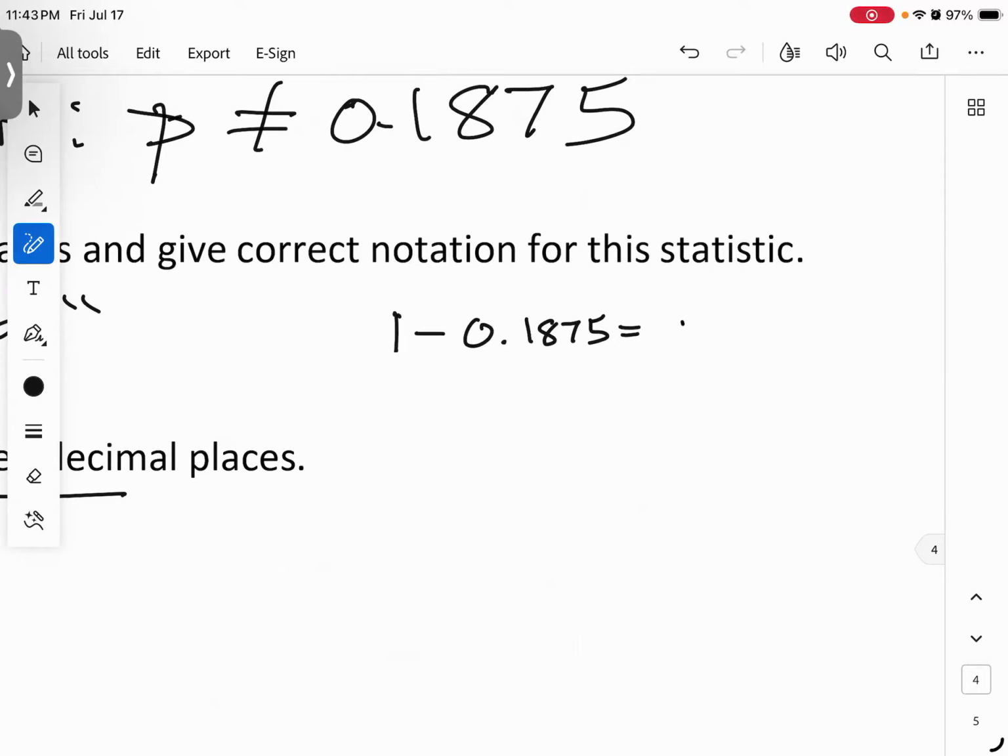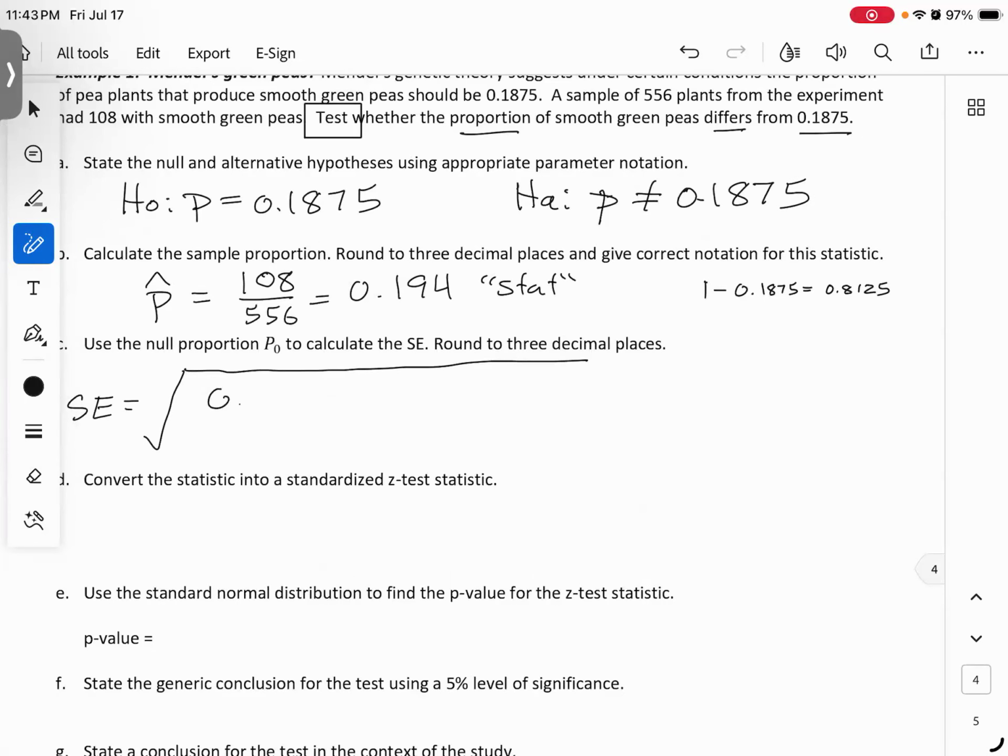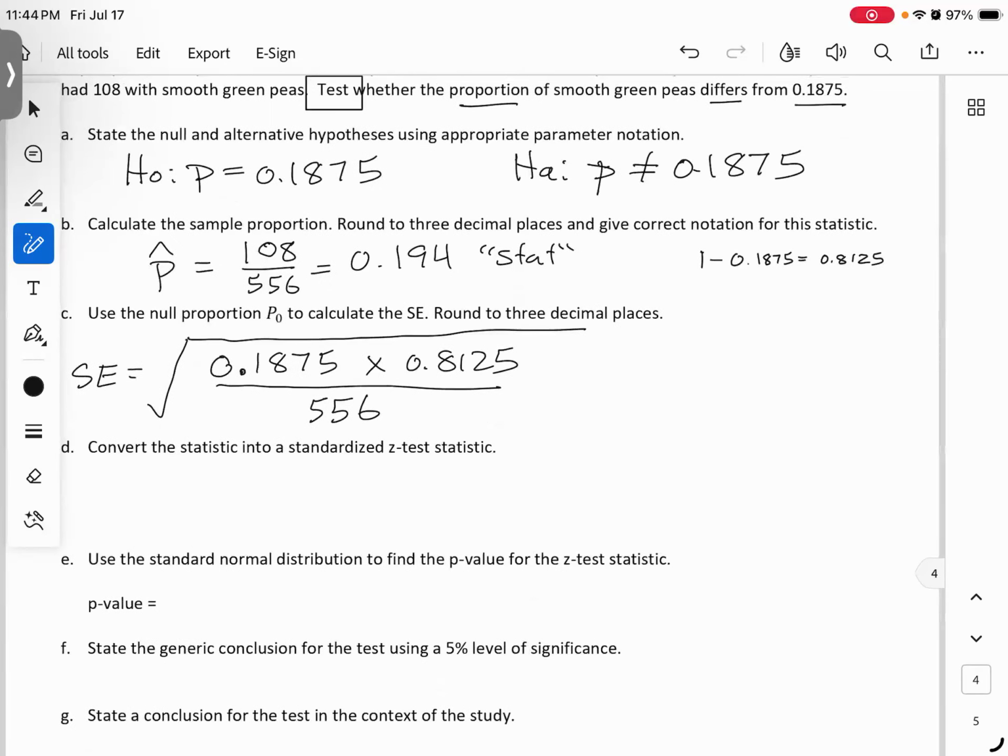0.1875, which is 0.8125. That's our complement. So we could put the proportion, which is the null proportion, times its complement. I put my decimal right here, make sure that looks like a 0, over 556. And then when putting this in our calculator, we should get 0.017.